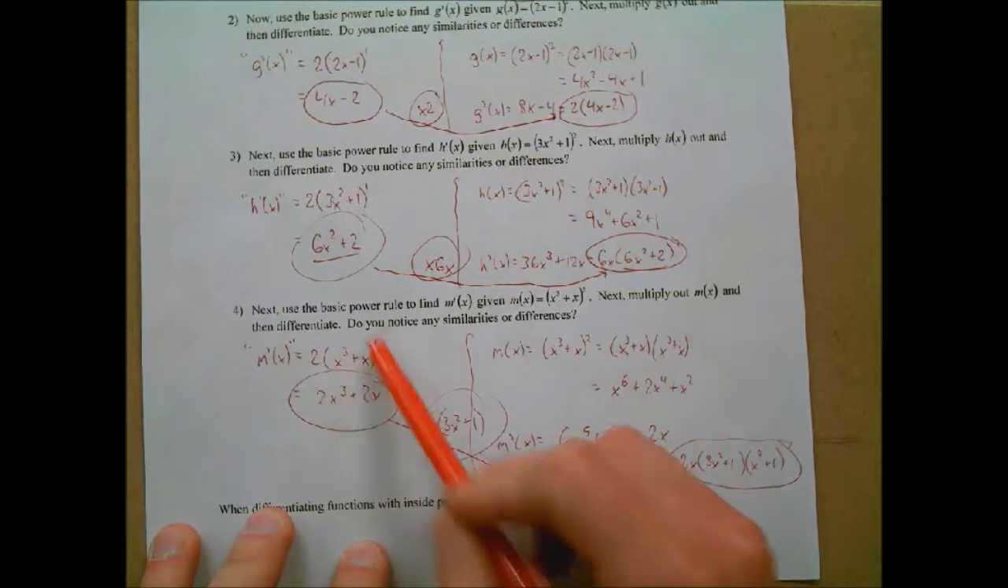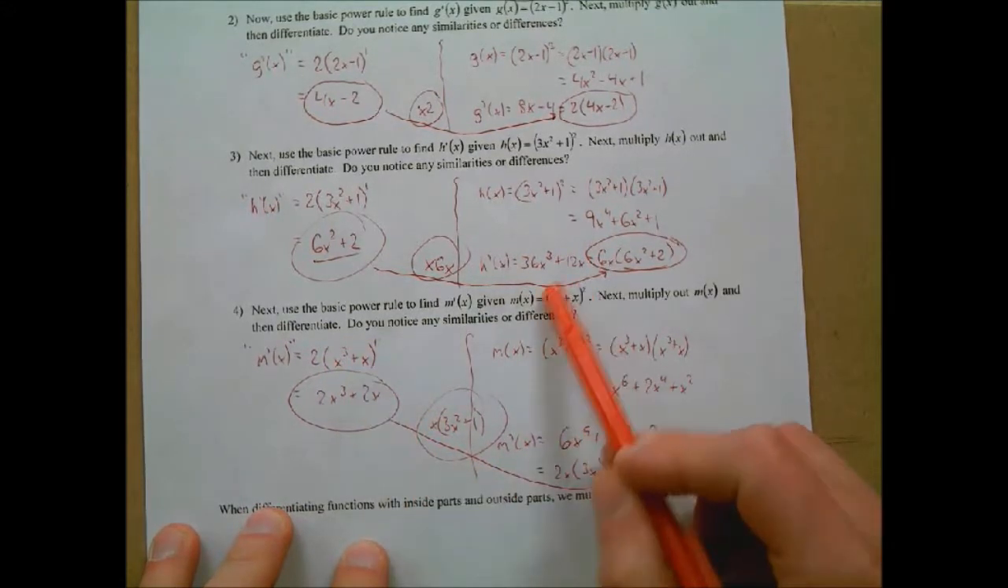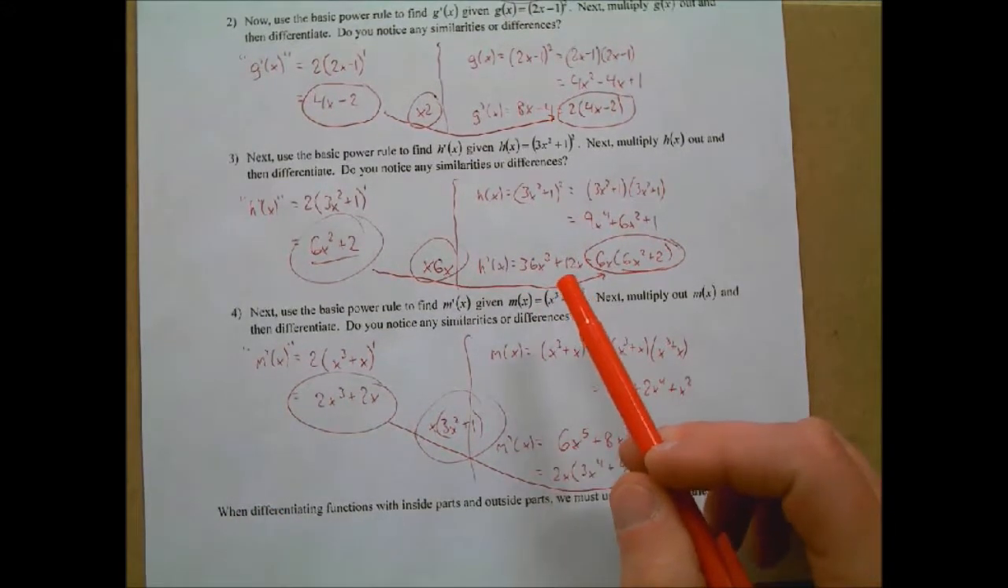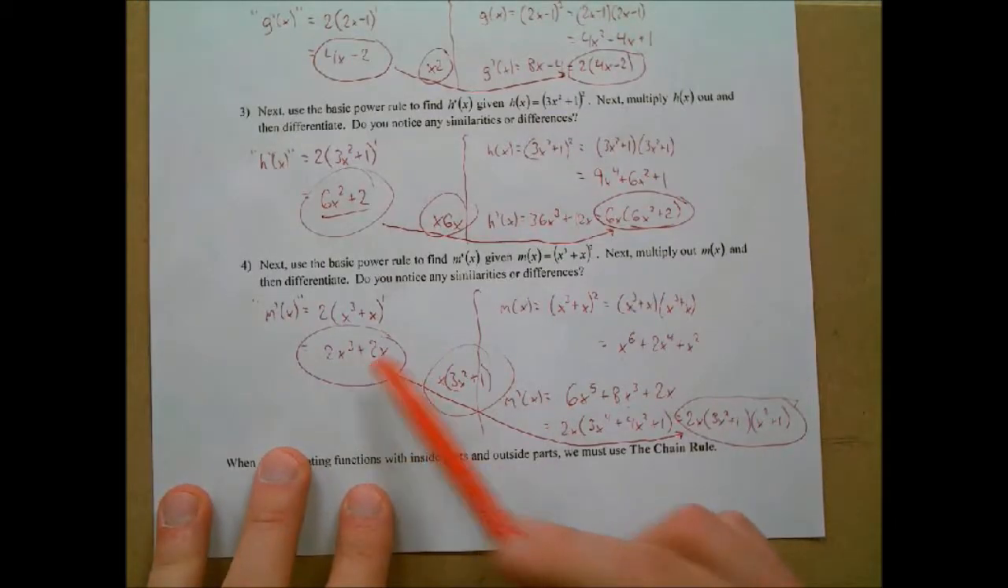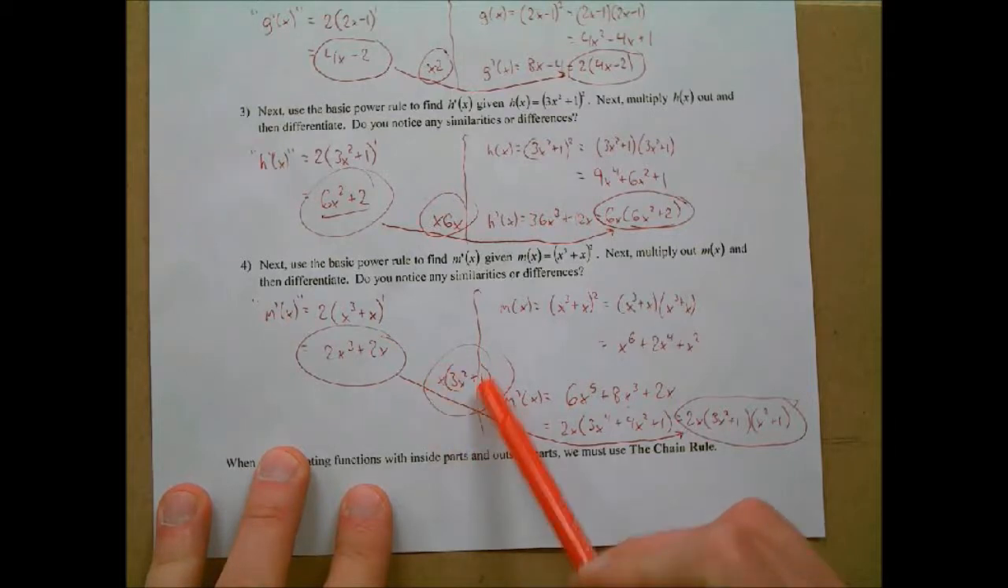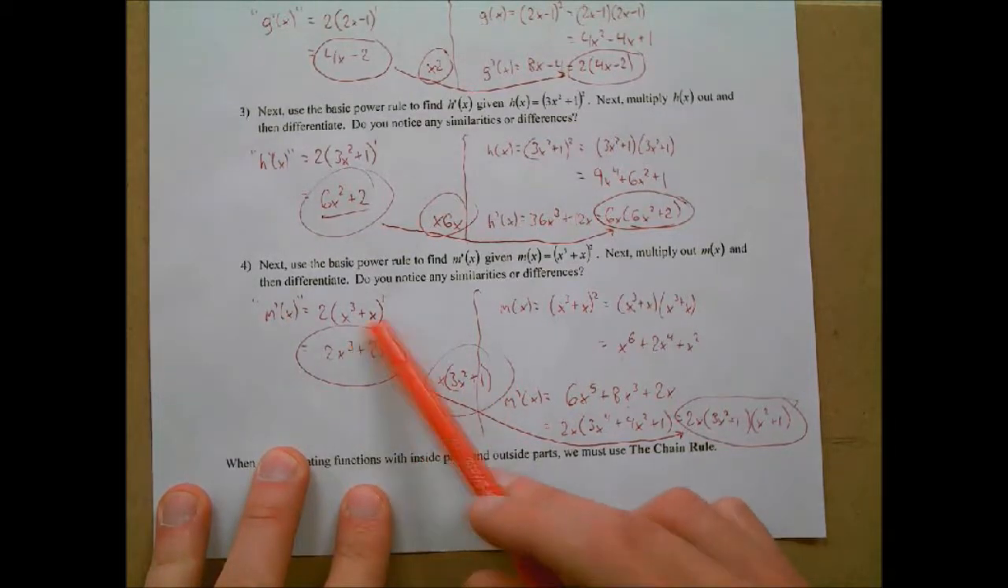It was missing the derivative of what was inside. We never took the derivative of what was inside. In fact, what was missing from this was the derivative of the thing inside the parentheses. What's the derivative of x cubed plus x? 3x squared plus 1.